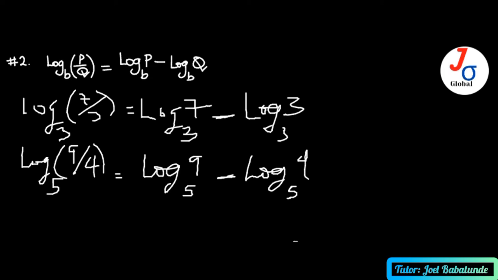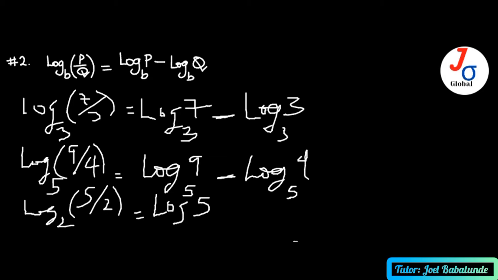So let me just give you this last example and you have to work this out yourself. Let's say log 5 over 2 base 2, and so what's that going to be? Think. Yes, obviously you're right. That's going to be log 5 base 2 minus log 2 base 2. So that's basically how to apply the second law of logarithm.